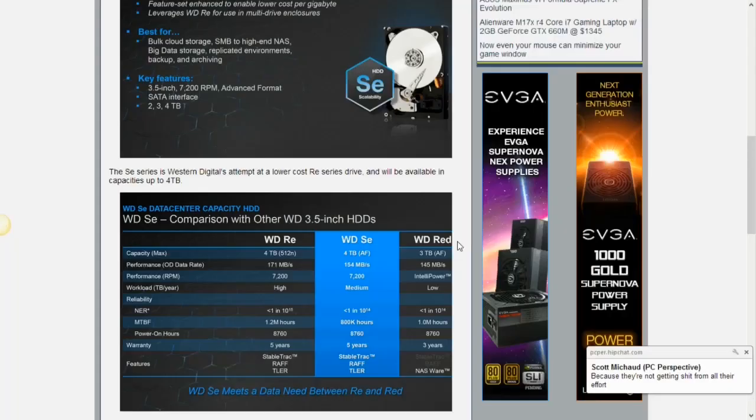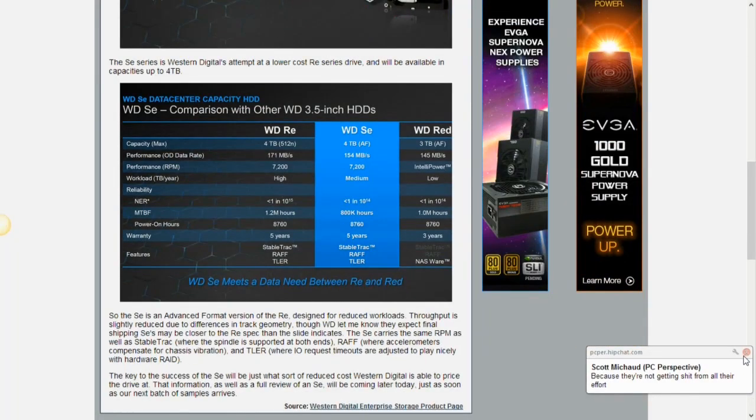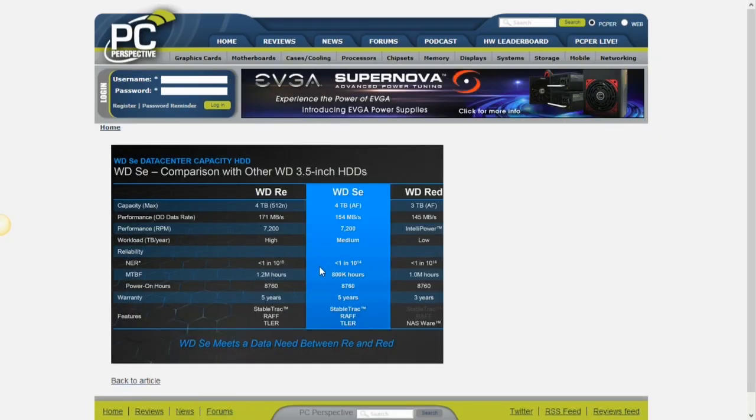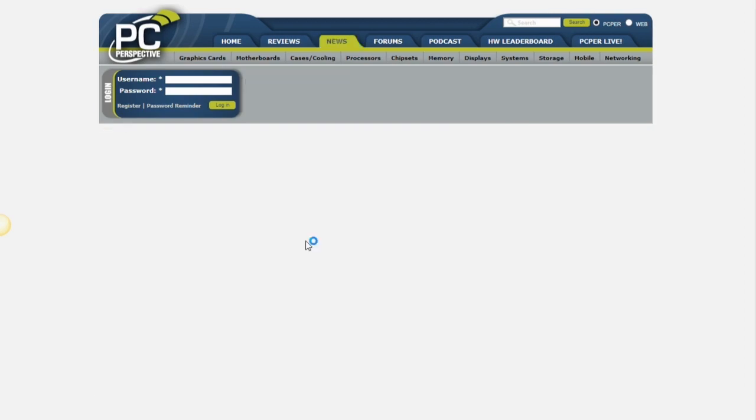It performs well. It definitely performs better than a Red. But I think it's going to be more towards the Red on pricing than towards the RE. That's my suspicion. But the idea is, if you have an enterprise, you shouldn't have to buy drives that are not really meant for their purpose. If there was a hole there, they should have filled it, which the SE does.